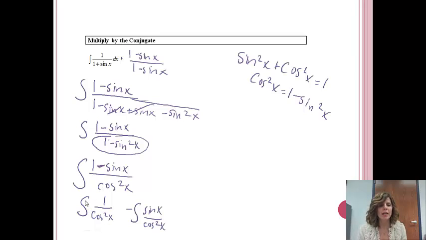All right, in this first one, 1 over cosine squared, that doesn't help me, but I do know that 1 over cosine squared is equivalent to secant squared. And I do know a formula for the integral of secant squared. We just used it in the previous problem. It is equivalent to tangent x, so that problem is solved.